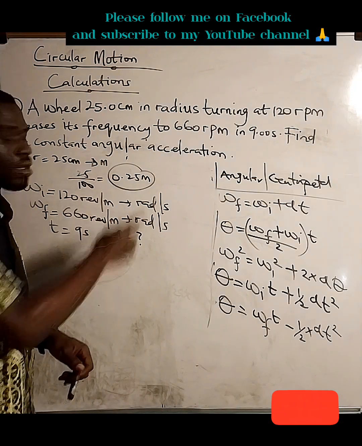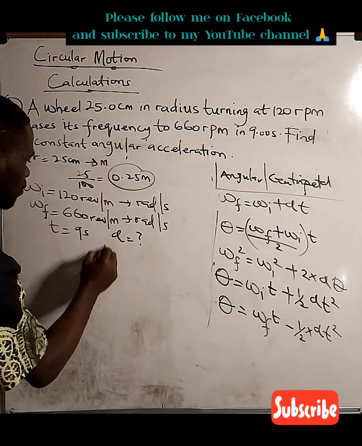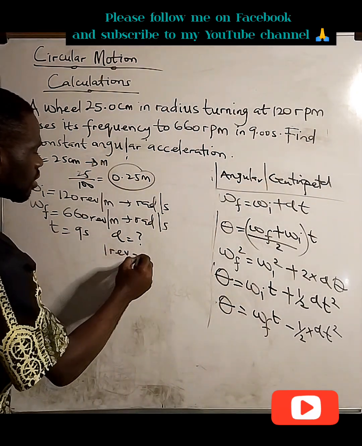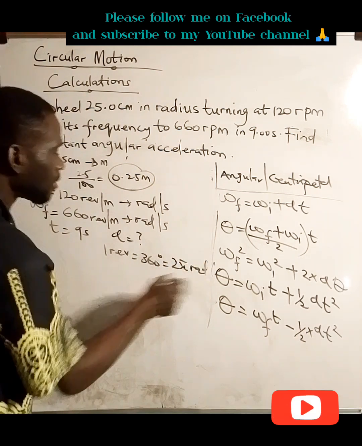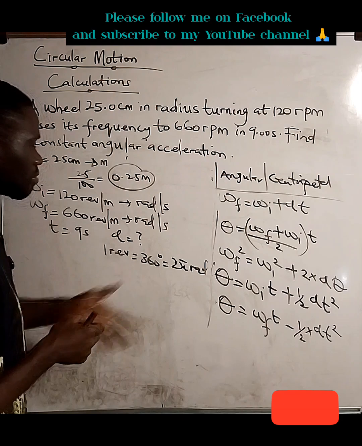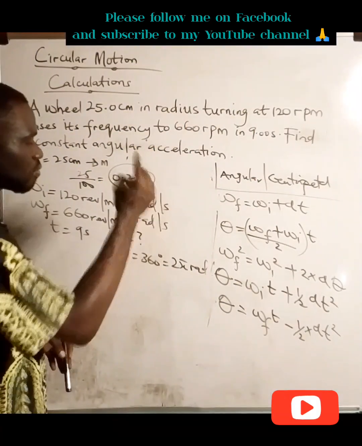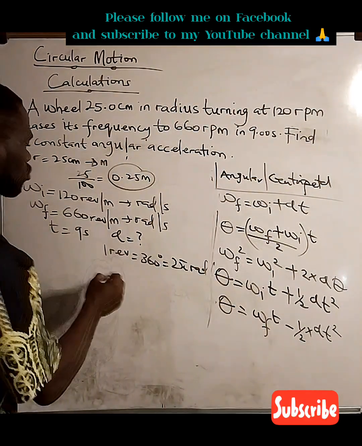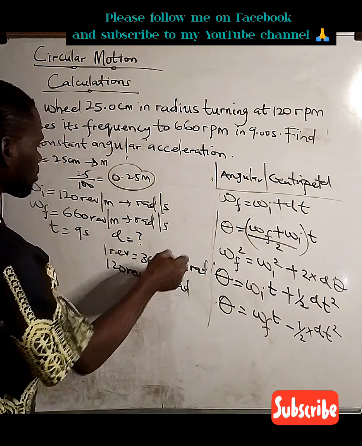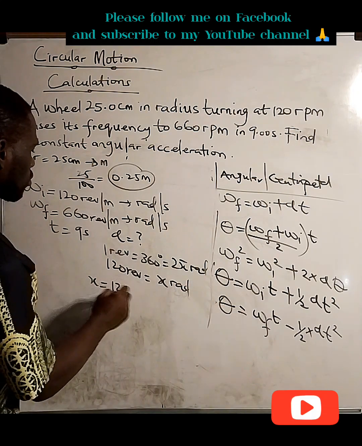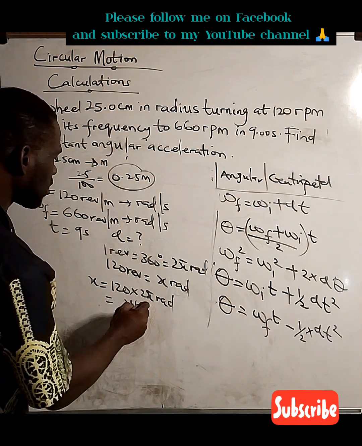120 revolutions per minute will be converted to rad per second. How do we do that? Don't forget, one revolution is equal to 360 degrees, which is equal to 2 pi rad. We said this already in our previous lesson. So if one revolution is 2 pi rad, then 120 revolutions will be how many rad? X rad, then we cross multiply. So that will be 120 times 2 pi rad, which is 240 pi rad.